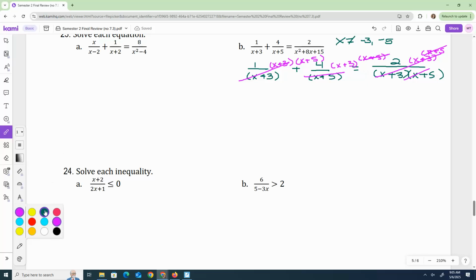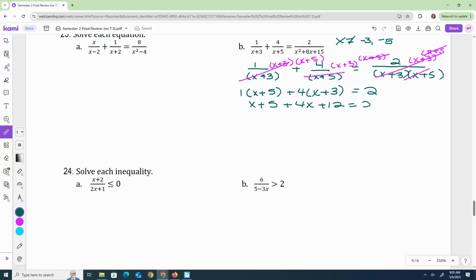And so once I do that, I'm left with 1 times x plus 5 plus 4 times the x plus 3 equals 2. X plus 5 plus 4x plus 12 equals 2. Combine like terms, so 5x plus 17. Subtract the 17, divide by 5, and we get -3.